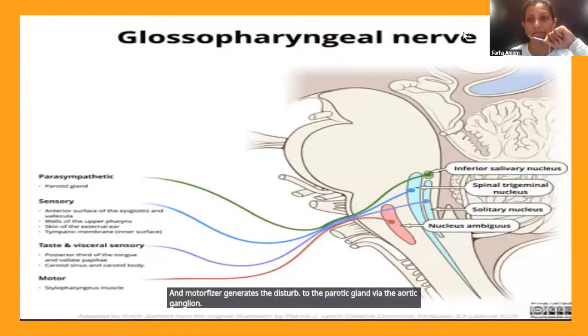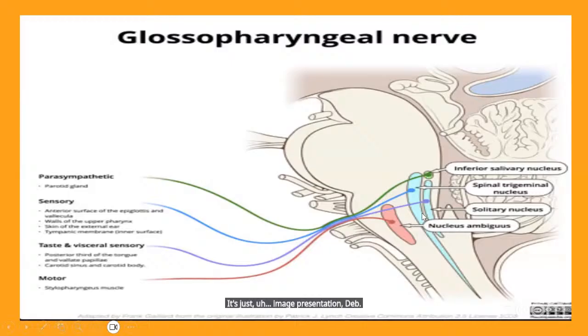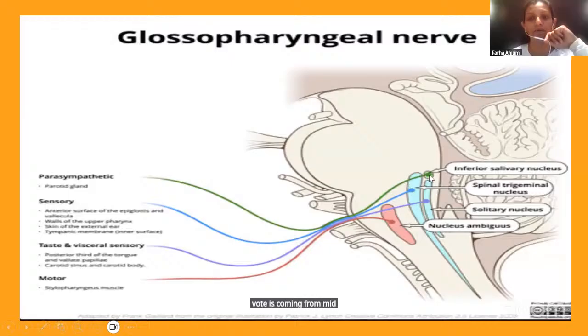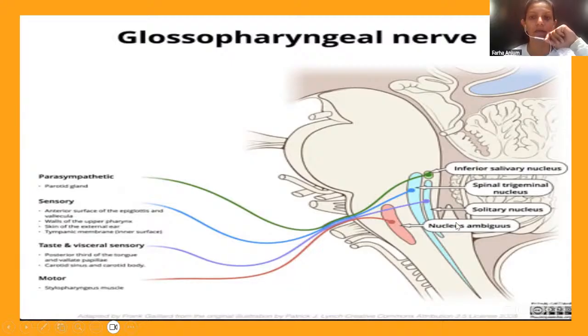This is just an image presentation of how it comes from the brainstem, and if we follow the green line, you can see the path. The violet part represents the taste and visceral sensory part, and the red represents the motor part, which is for the stylopharyngeus muscle.